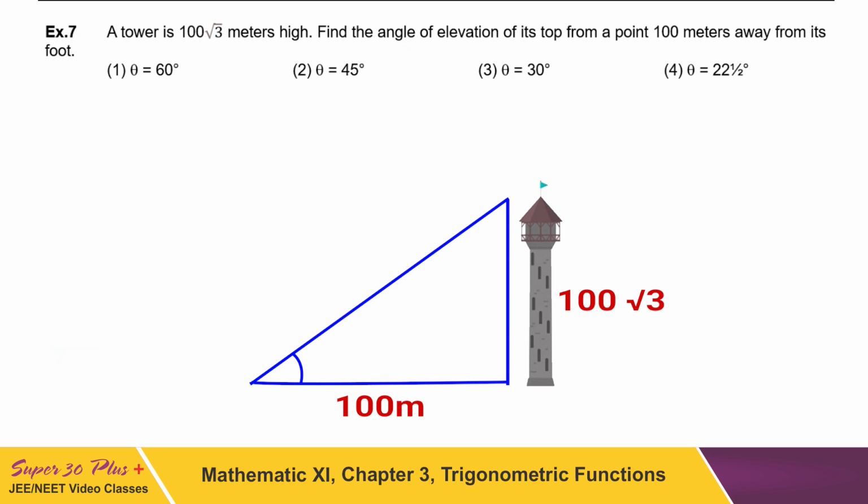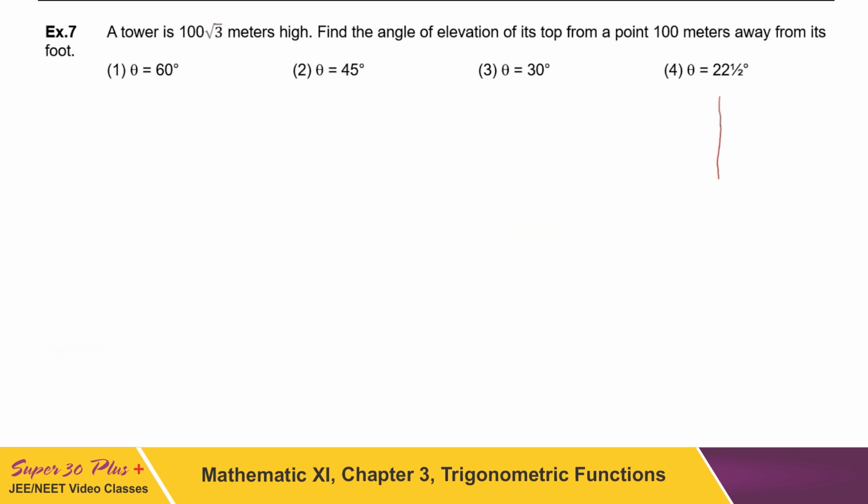Students, let a tower of height 100 root 3 meter be here, suppose, and this is the foot and this is the top. From the foot of the tower, there is a ground, and at a distance of 100 meter there is the angle of elevation, and that angle we have to find. Let the angle of elevation be theta. Height of tower is 100 root 3. It is a very easy question. This triangle is a right angle triangle. Let it be ABC. You can see angle BAC is the right angle and theta is the angle ACB.